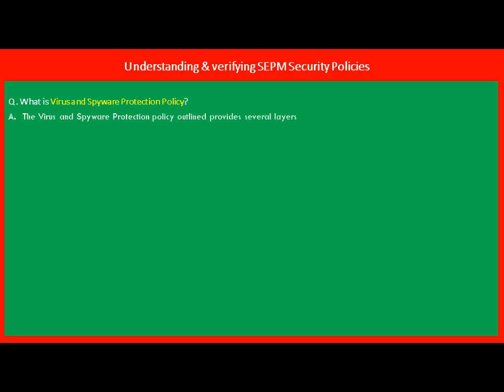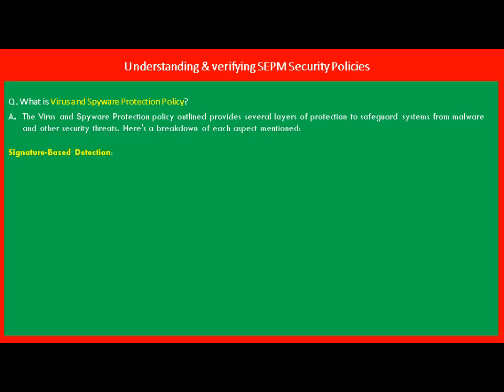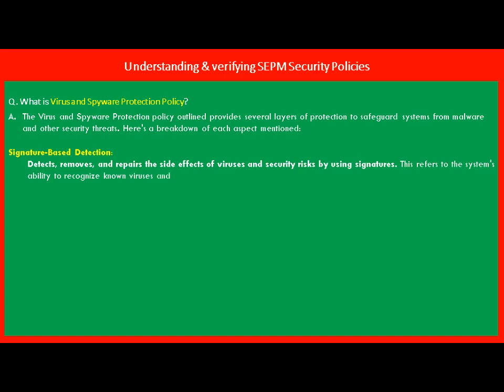The virus and spyware protection policy provides several layers of protection to safeguard the system from malware and other security threats. So here is the breakdown of each aspect mentioned. The first aspect of this policy is signature based definition. It detects, removes and repairs the side effects of viruses and security risks by using signatures. So this refers to the system's ability to recognize known viruses and threats based on predefined patterns or signatures.